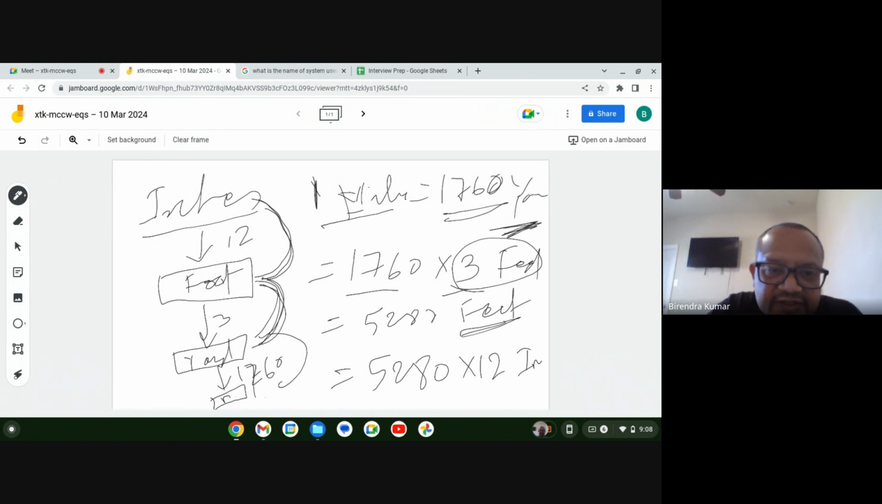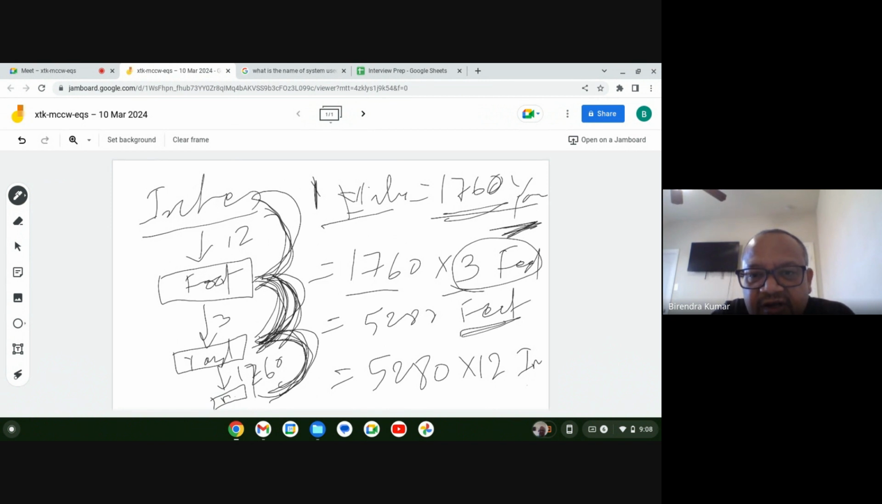From mile to inches, we have to make these many hops. Every hop, in the case of the metric system, is multiplying by 10. But here that multiplication is not 10. Here yard to mile is 1760. Foot to yard is 3, 3 foot make 1 yard. Similarly, 12 inches make 1 foot. So I have to multiply.